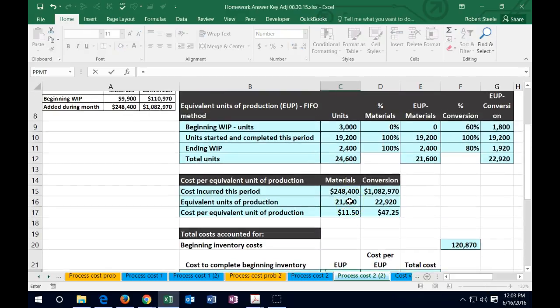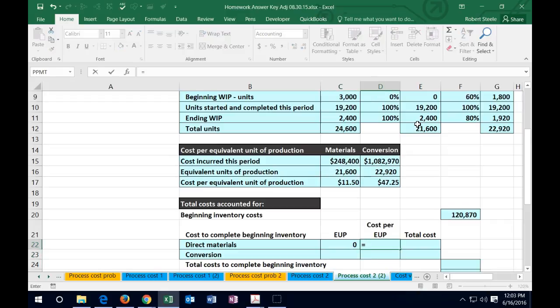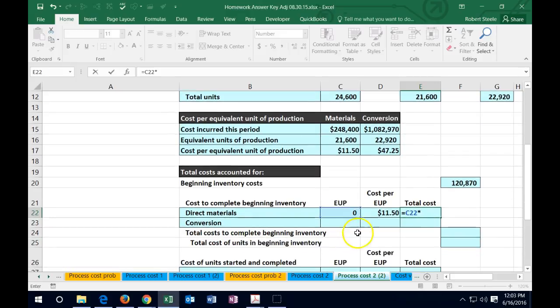It's going to be up here, and we're talking about material, so it's this number here. Remember, equivalent units was 0, and therefore if we pull out the rest of the calculation, 0 equivalent units times whatever the cost per equivalent unit was, which is of course 1150, will result in 0 times the 1150, or of course 0.